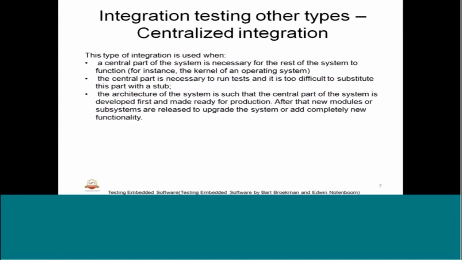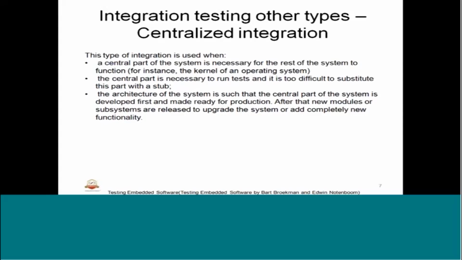So another type of integration testing we had gone through is called centralized integration. This is more appropriate where we use kernel or OS, because we cannot replace those part of the embedded system. So surrounding that, we are going to develop anything that is required. So we cannot substitute, or it is very difficult to substitute the stub. So this kind of approach is called centralized integration. So surrounding the centralized part of the system is developed first and made ready for production.